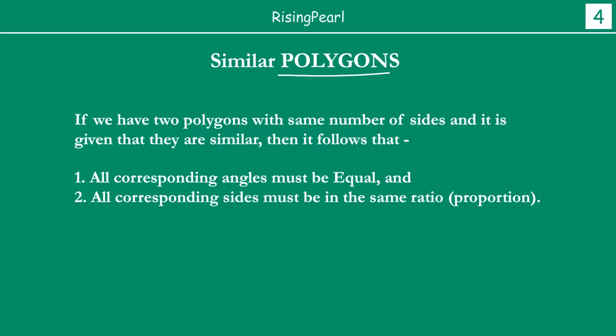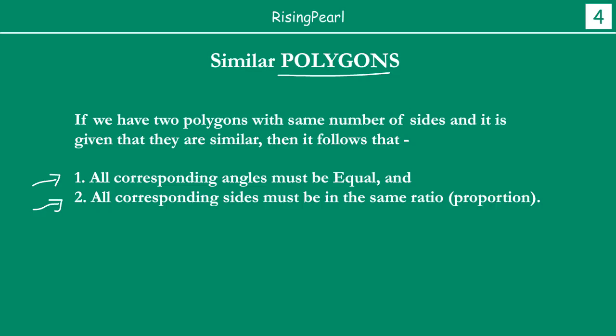And also, if it is given the opposite way, that is, if we are given two polygons with same number of sides and it is given they are similar, it automatically follows that they must have corresponding angles equal and also the corresponding sides must be in the same ratio. So friends, as you recall, triangle is nothing but a polygon with three sides. So these two conditions are always going to be true for similar polygons or similar triangles or similar quadrilaterals or similar pentagons or similar hexagons. So this is very important to understand.